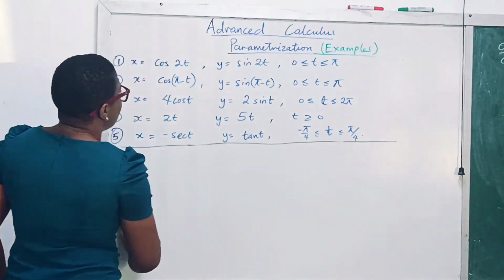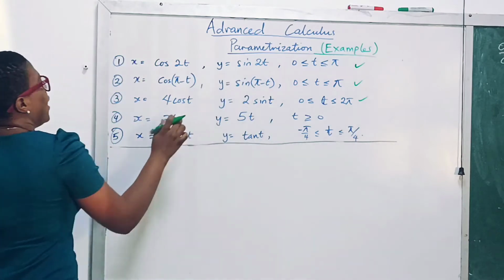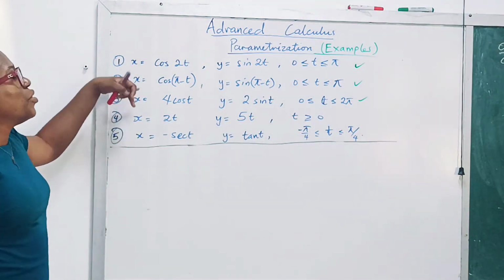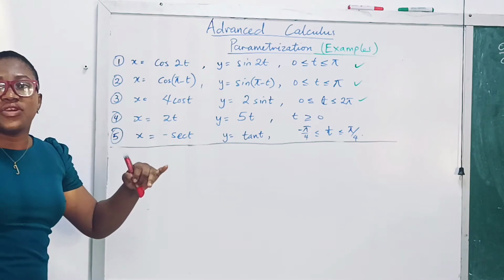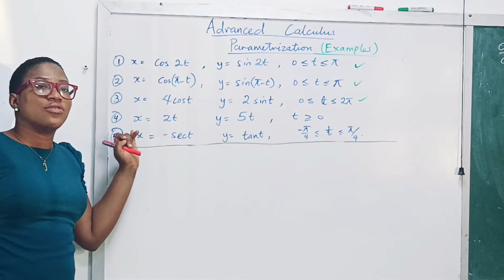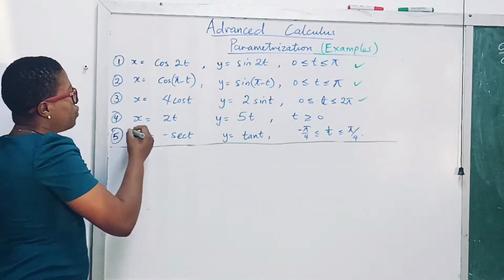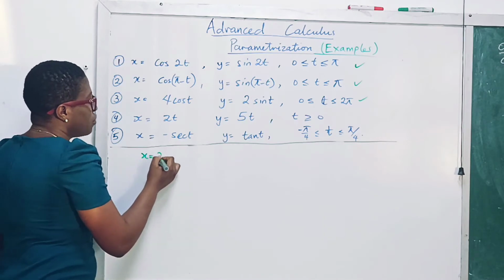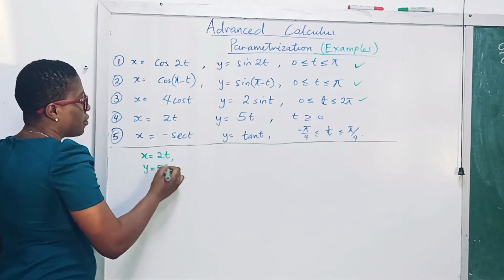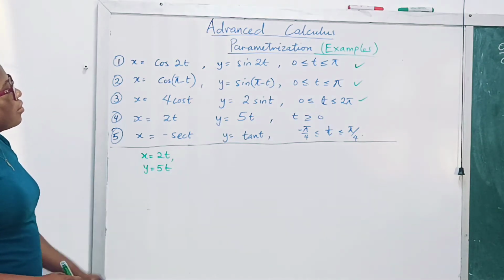So we have solved this, and this, and this. We are here. All we've been doing, first of all, is trig parameterization. Now we want to do straight line or polynomial parameterization. So we have x equal to 2t, and y is equal to 5t.